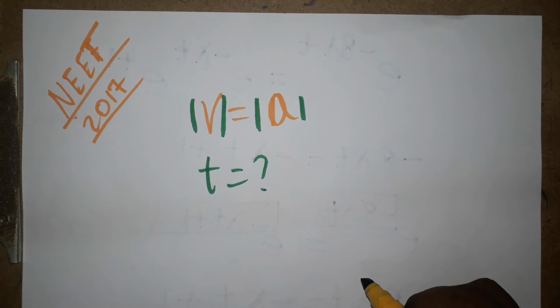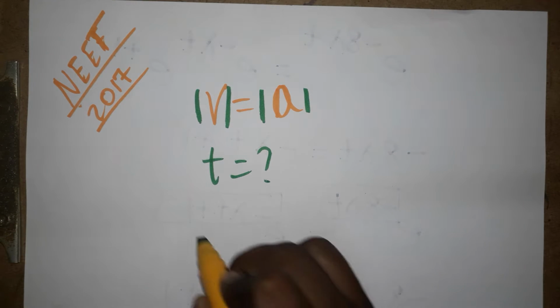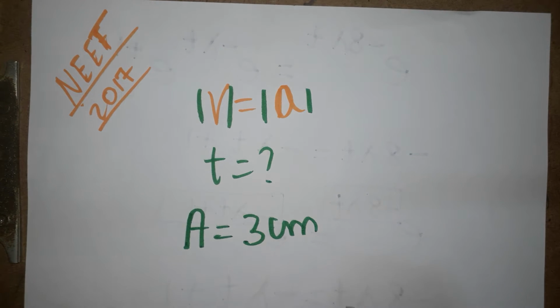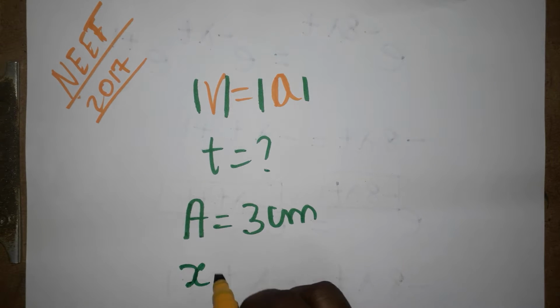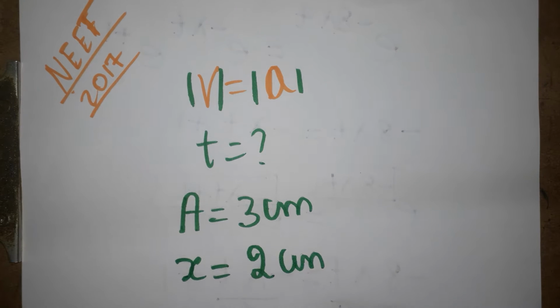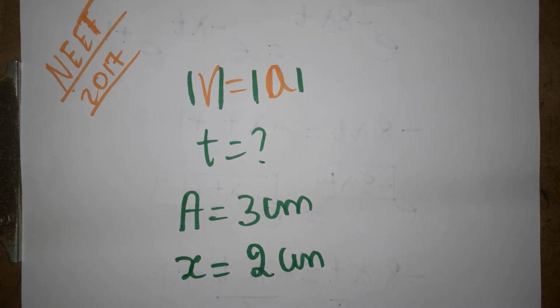First we will see what is the given data. The maximum amplitude is 3 centimeter. It is going to move with a displacement of 2 centimeter. So the maximum possibility is 3, the object is moving only 2 centimeter. Now I am going to relate A and V. Finally I am going to conclude what is the time period.